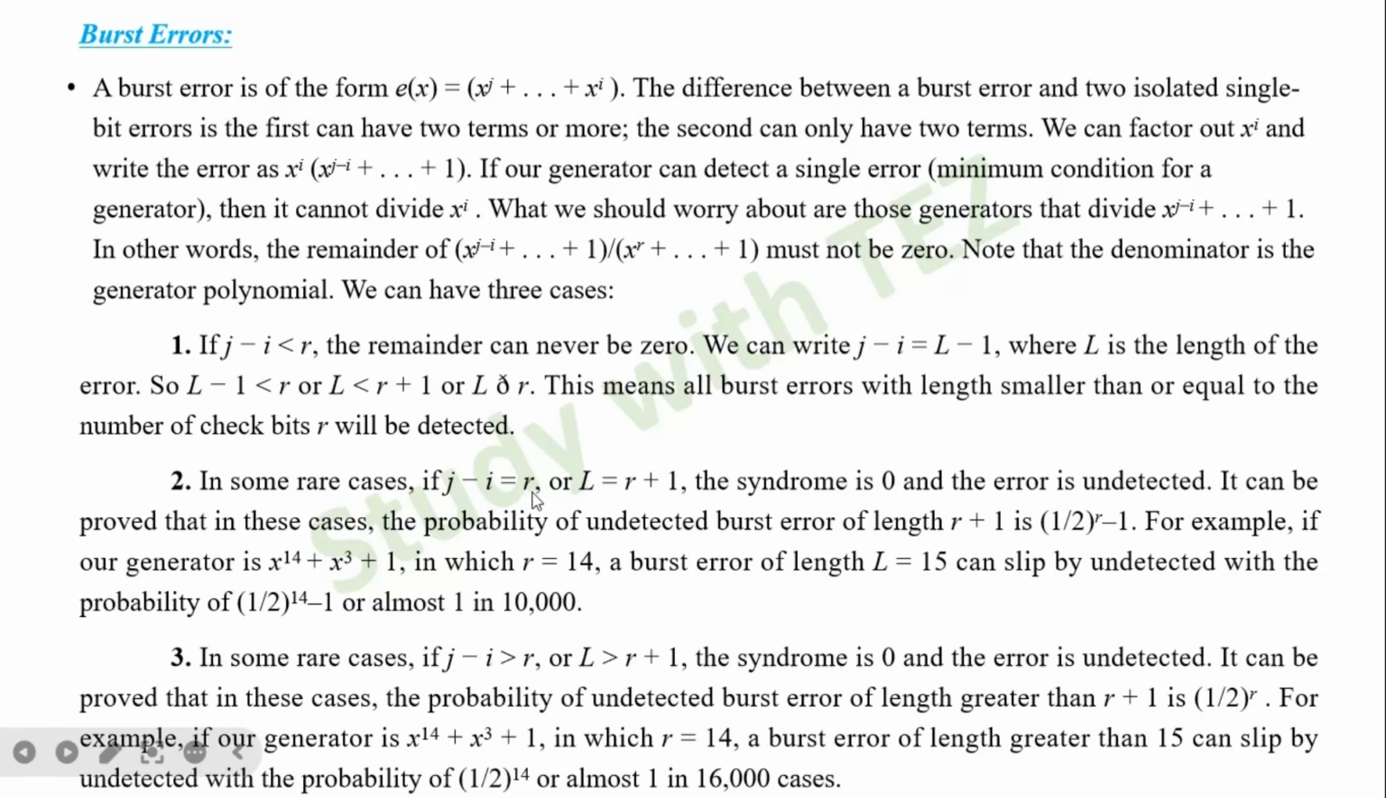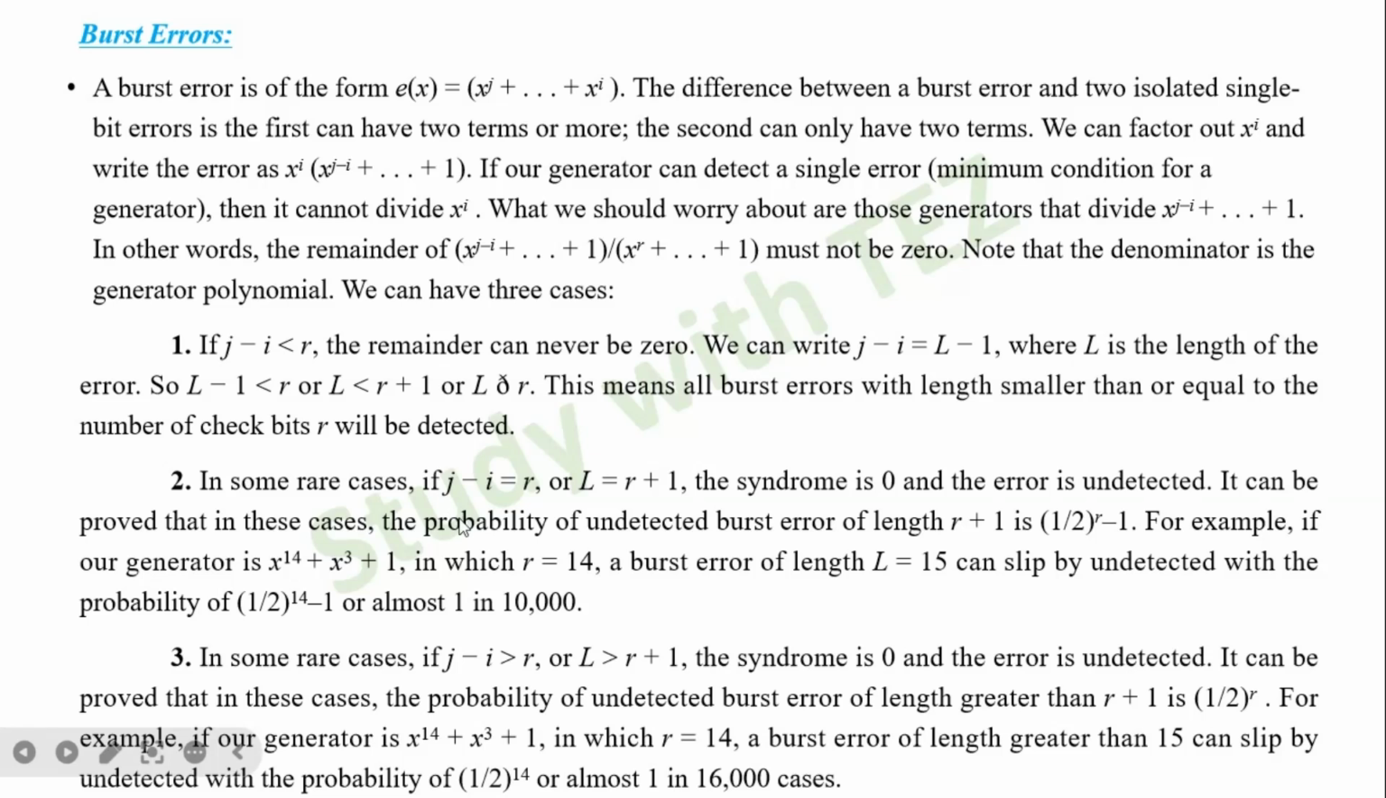But if it is equal, there are chances that there is an error but still the syndrome is zero, so the error is undetected. The probability of such an undetected error is given by 1 by 2 to the power of r minus 1. For example, if this is the polynomial and this is r, the maximum, you have to take it as r. If r is 14, the burst length will be 15, and it can let slip an undetected error with probability 1 by 2 to the power of 14 minus 1. It is almost 1 in 10,000. Similarly, if it is greater, there are chances of undetected errors, and the probability is 1 by 2 to the power of r. With the same example, it becomes 1 by 2 to the power of 14. It is almost 1 in 16,000 cases.